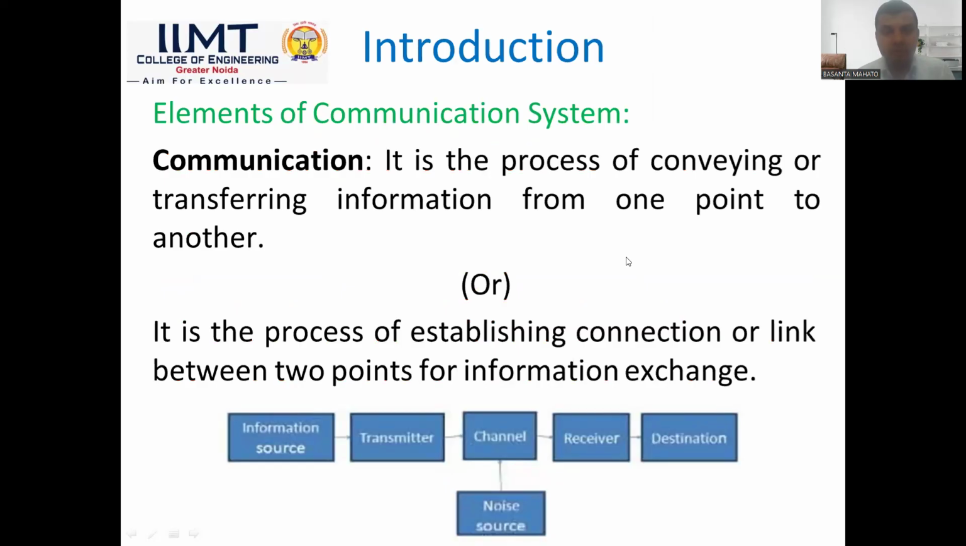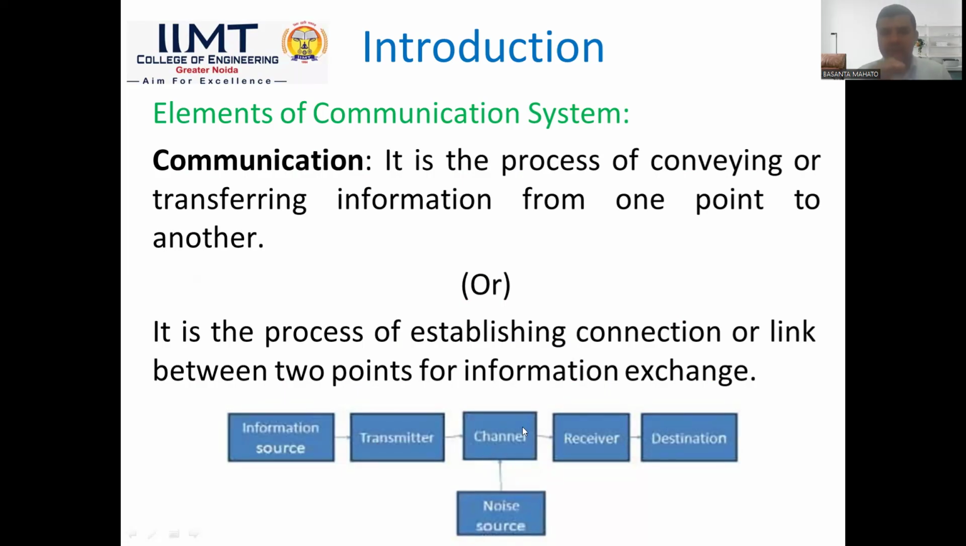So let me start with what are the elements, what are the individual blocks. Communication means it is the process of conveying, transferring information from one point to another, or the process of establishing a connection or link between two points through the transmitter and the receiver. Transmitter is the source through which the message is transmitted, and the receiver is called the destination. So the first block is the information source and the transmitter. Transmitter is mostly the antenna probably, through which the signal goes, and in between is the channel.